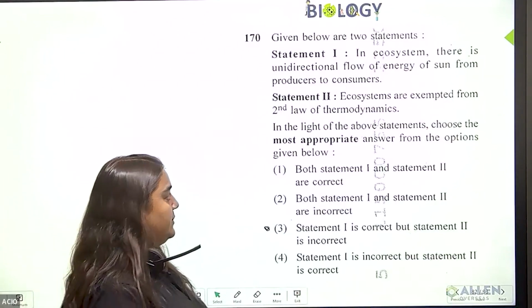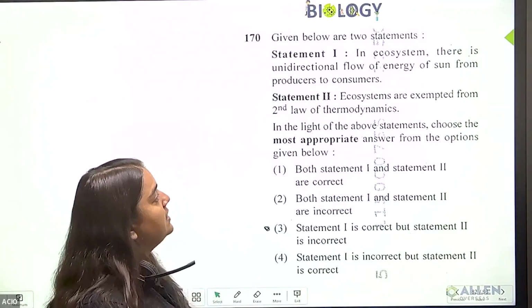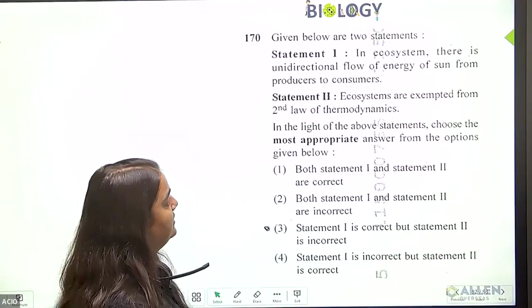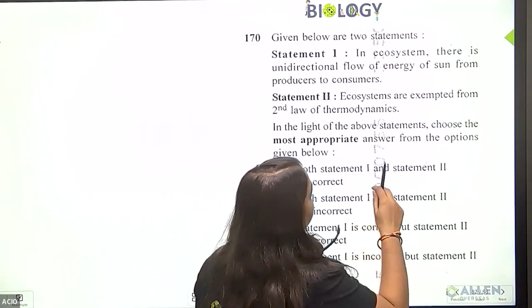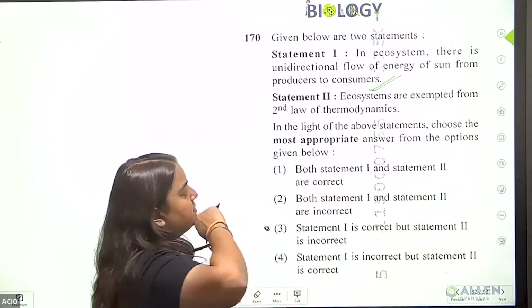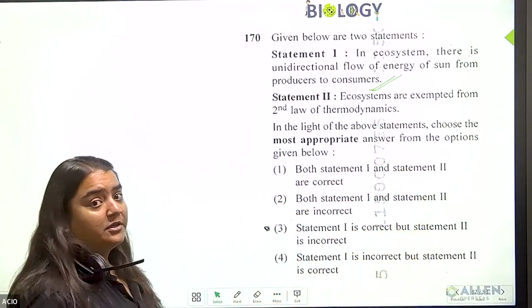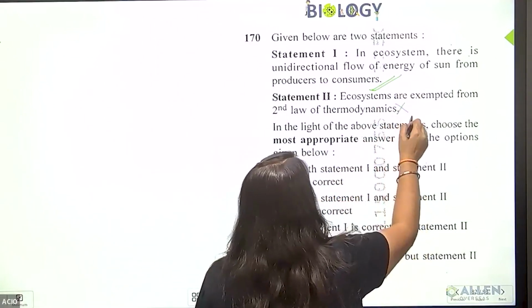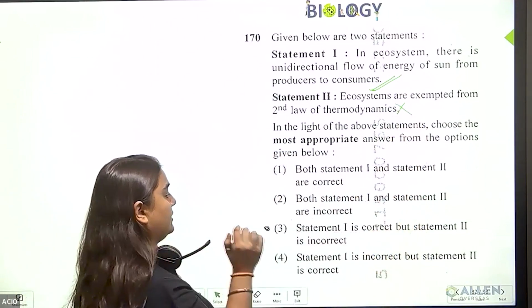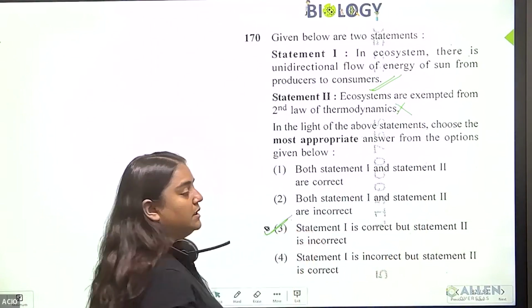Given below are two statements. Let's see the two statements. In the ecosystem, there is a unidirectional flow of energy, energy of sun from producers to consumer. Correct one. Ecosystems are exempted from the second law of thermodynamics. That's a wrong one. Okay, they are not exempted from the second law of thermodynamics. So statement 1 is correct and statement 2 is incorrect.